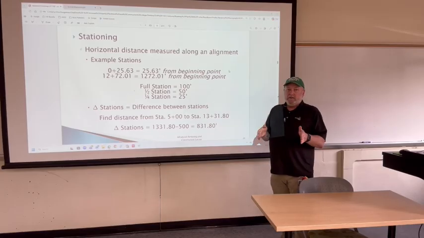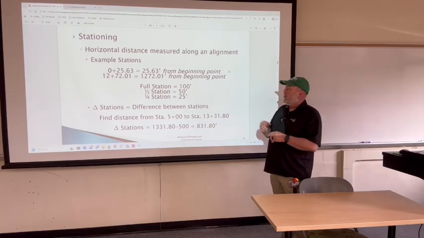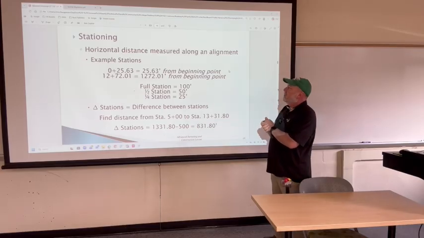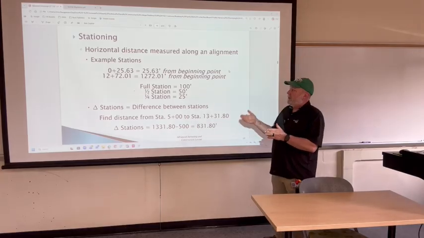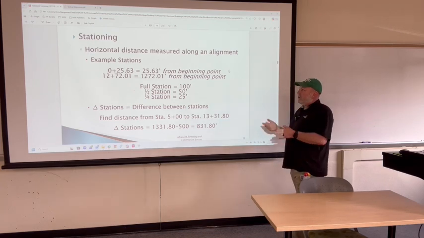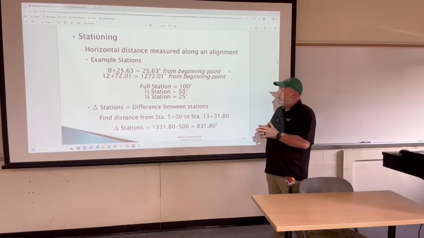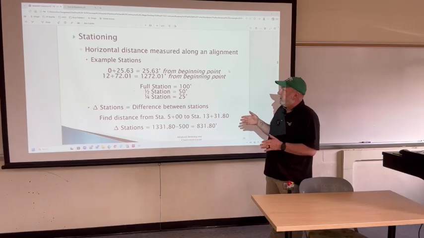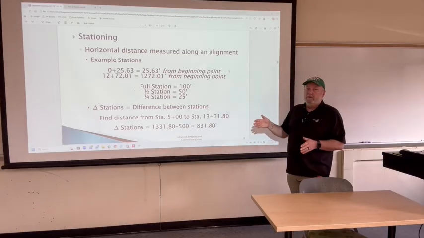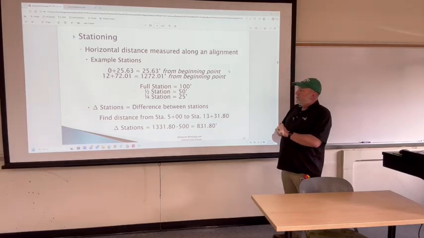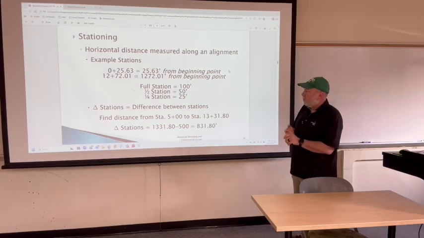Stationing usually begins at 0 and increases. So for example, that top example there, 0 plus 25.63 means that it's 25.63 feet from the beginning. The next one down, 12 plus 72.01, you see that station listed on your plans. That means that is 1,272.01 feet from the beginning of the alignment. A full station is considered 100 feet, a half station 50, and a quarter station 25.